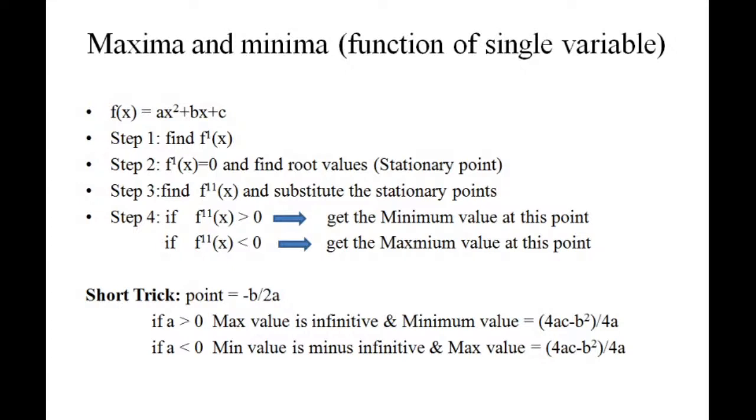If a is less than 0, that is, any negative value, like minus 5 or minus 9 or anything, then the minimum value is minus infinity and the maximum value is equal to 4ac minus b squared by 4a. We do not calculate any differentiation. If it is in this format, ax squared plus bx plus c, this short trick is only for this format.